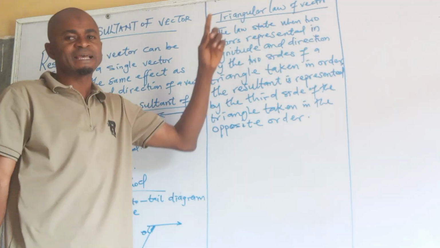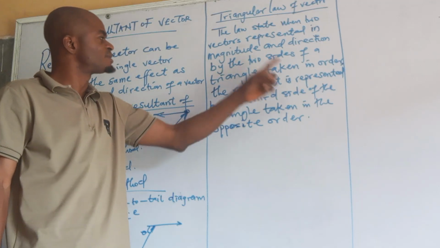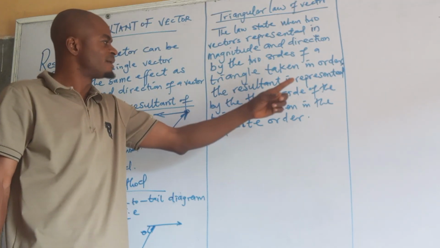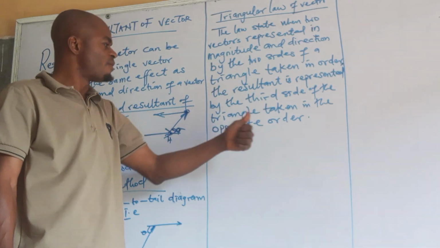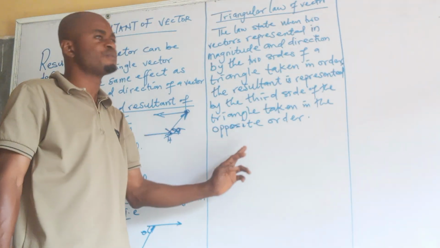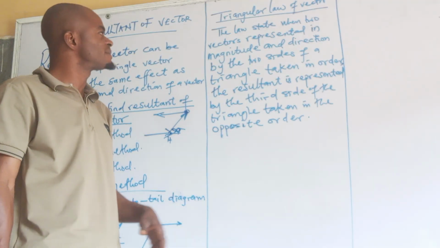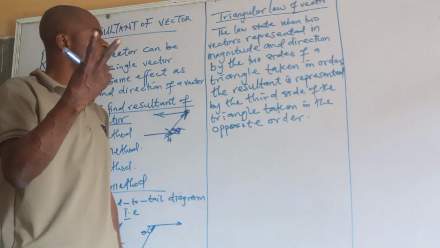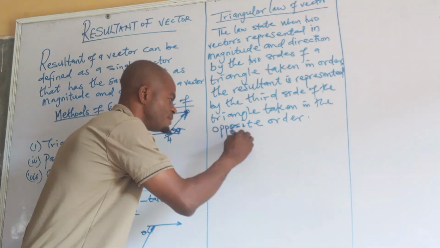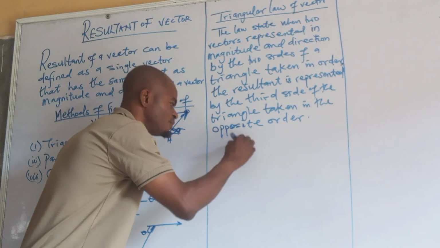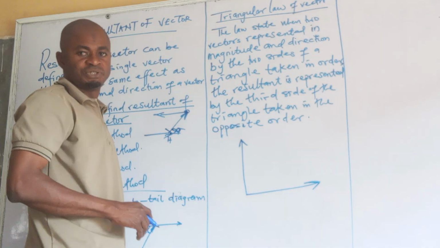When two vectors represented in magnitude and direction by the two sides of a triangle taken in order, the resultant is represented by the third side of the triangle taken in the opposite order. You can memorize this and carry it. Then what am I saying? I said that the law states that when two vectors are represented in magnitude and direction, what is the magnitude? You can look at me. This will represent my magnitude, while this will represent my direction.